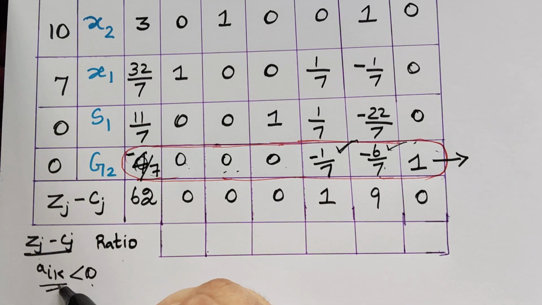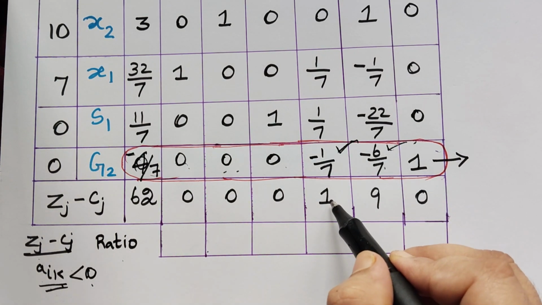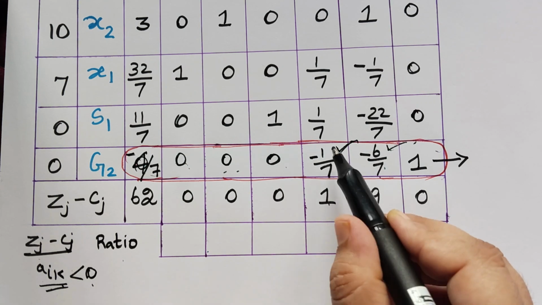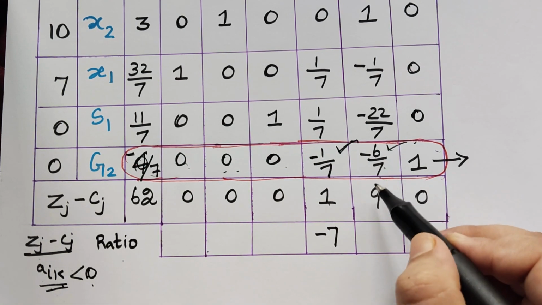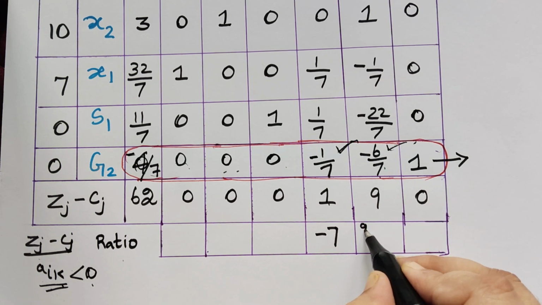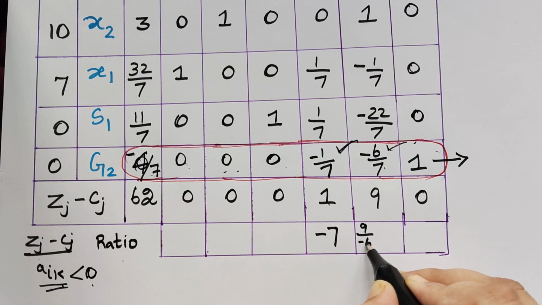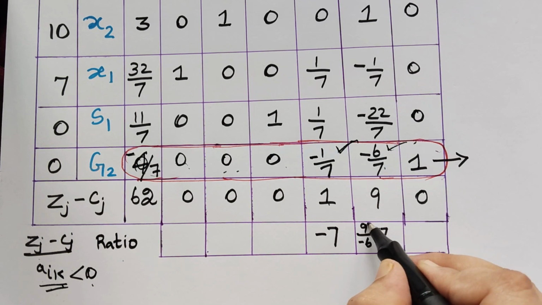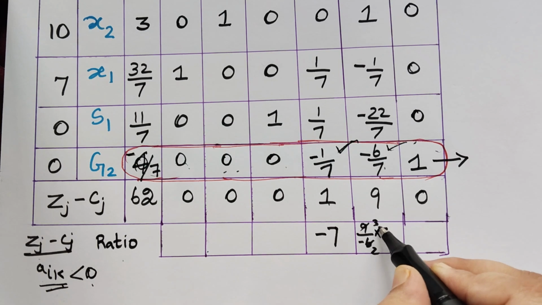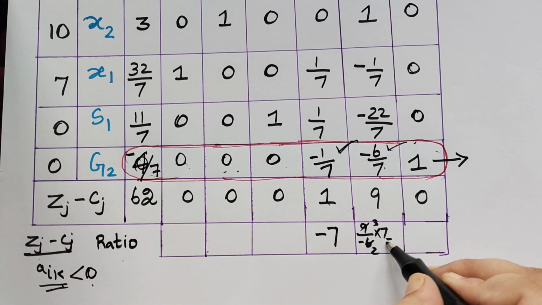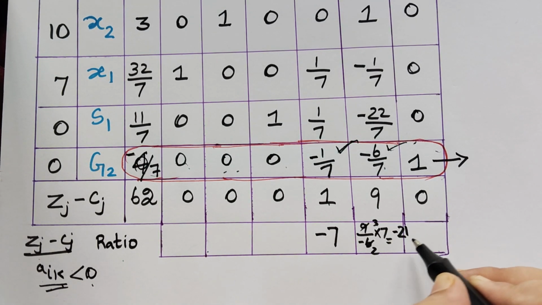So what is Zj minus Cj for this? 1. So 1 divided by minus 1 by 7, which will be minus 7. And for this, 9 divided by minus 6 by 7, we can write it like this: 9 times 7 by minus 6. This will be 3 times, 3 2 times. So 3 7s are 21. So this will be equal to minus 21 by 2.